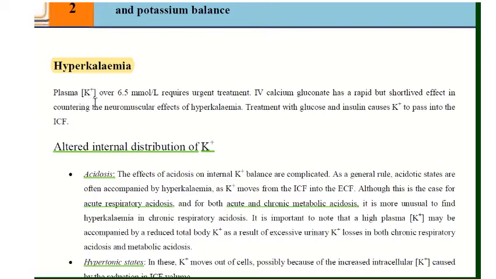Plasma potassium concentration over 6.5 millimole per liter requires urgent treatment. IV calcium gluconate has a rapid but short-lived effect in countering the neuromuscular effect of hyperkalemia. The treatment with glucose and insulin causes potassium to pass into the intracellular fluid.